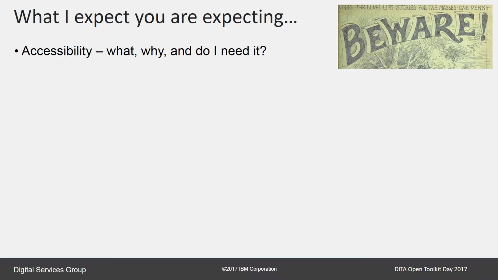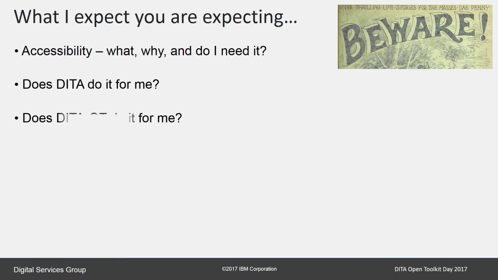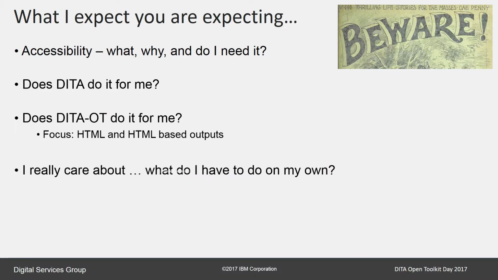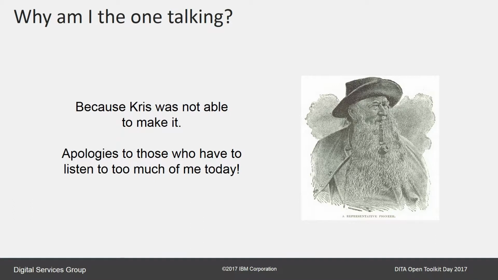Here we go. So what I'm going to talk about is accessibility, why you need it. I'm guessing most people here will know that, so we'll try to get through that a little quickly because I think I've only got 20 minutes now. Talk a little bit about what DITA does automatically for you, what the toolkit is doing to enable accessibility. I'm going to focus on HTML and HTML-based outputs, meaning XHTML, EPUB, anything that bundles up the HTML files. And then try to tell you what you need to do on your own, if anything.